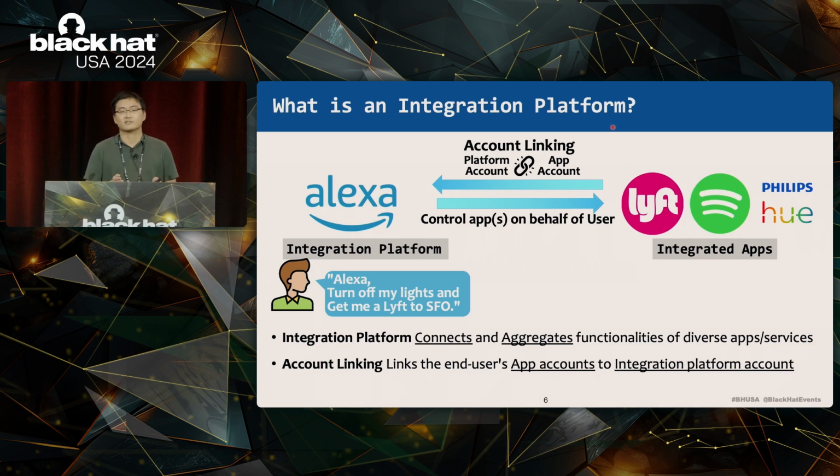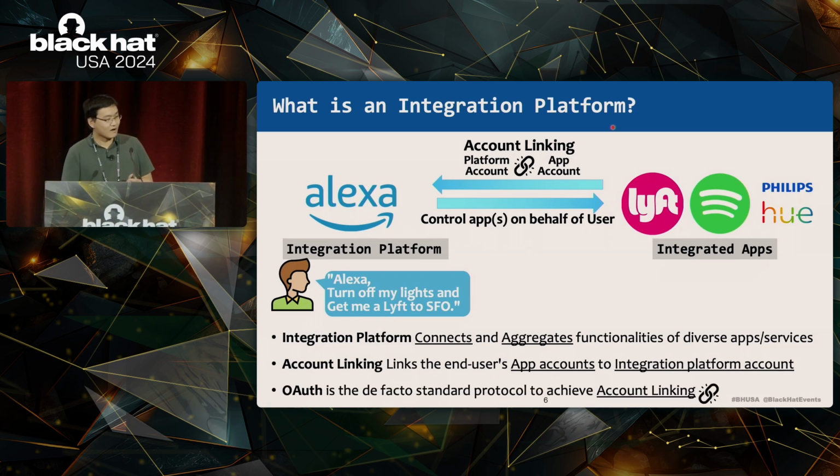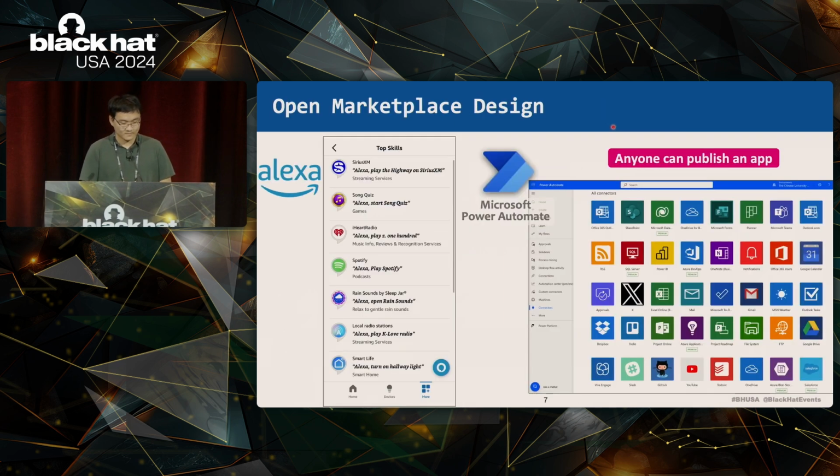Account linking is a must-have feature supported by all integration platforms, which will link the end user's app accounts to their platform accounts, so that the platform can therefore control the apps on behalf of the end user. And to establish account linking, OAuth is the most prevalent protocol being used. Integration platforms have a marketplace to accommodate all its apps. This is usually an open marketplace where anyone can register and publish an app. So keep in mind that the third-party apps could be inherently untrusted, and there could even be the infiltration of a malicious app.